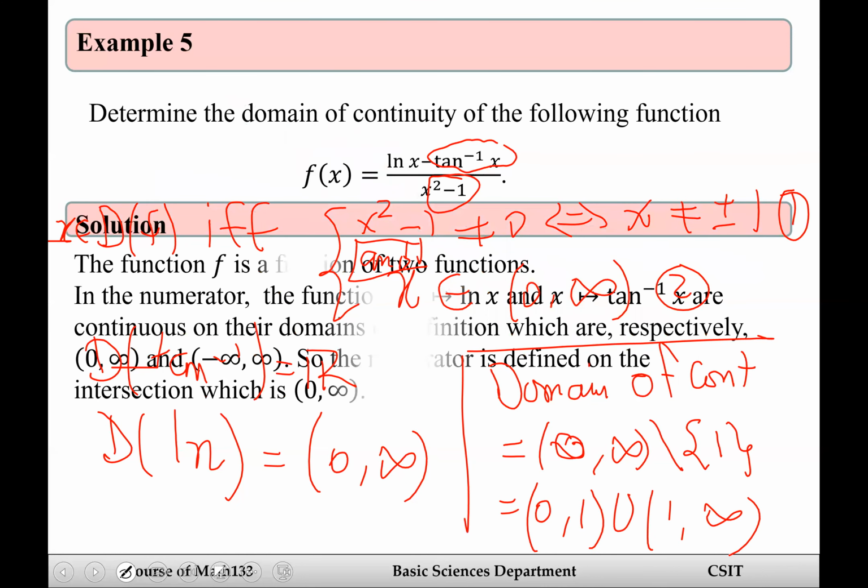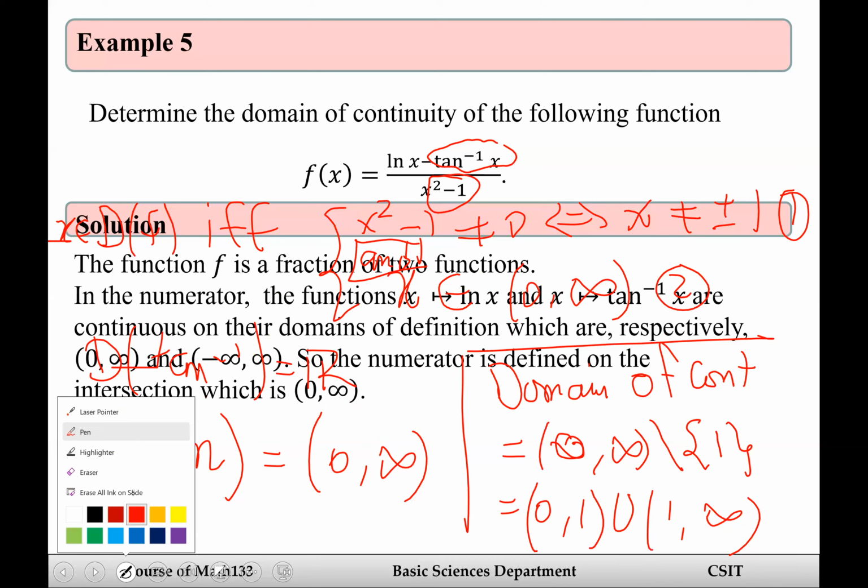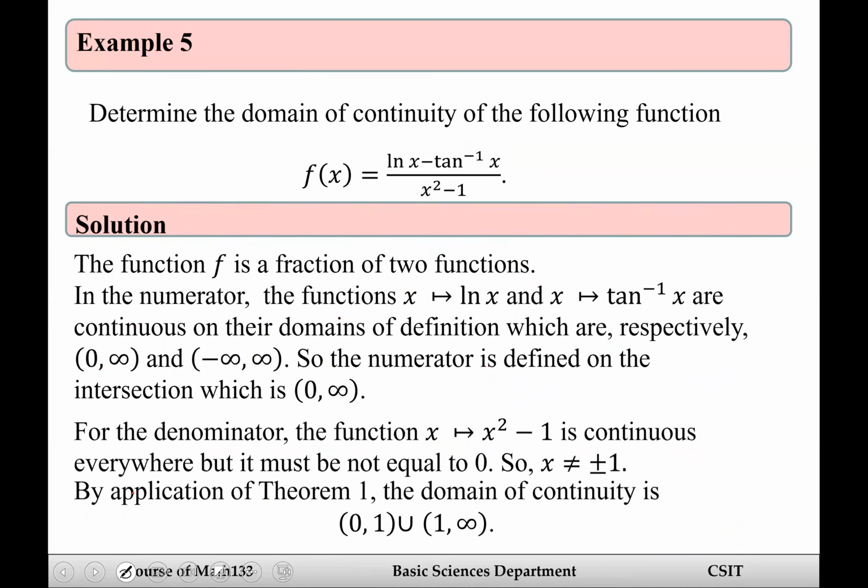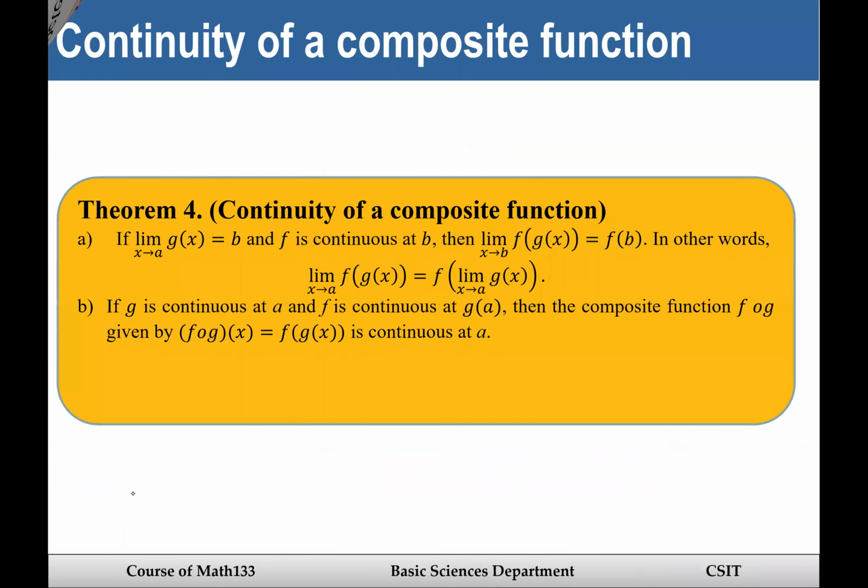Okay. Good. Theorem 4 says it's about continuity of a composite function, and this I will do in the second part of this lecture.